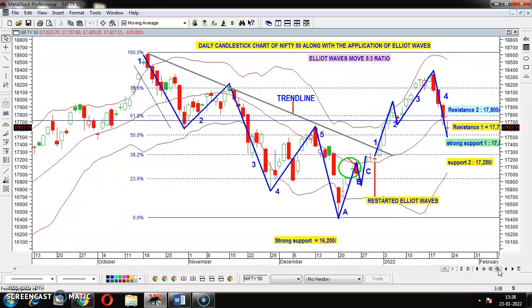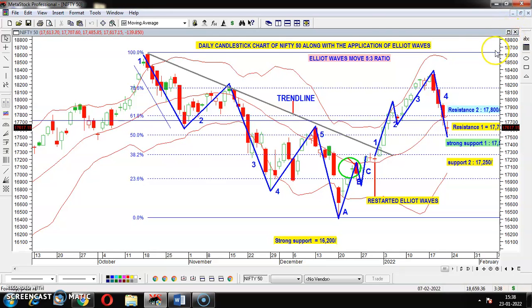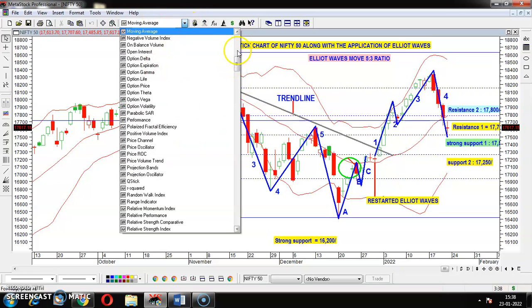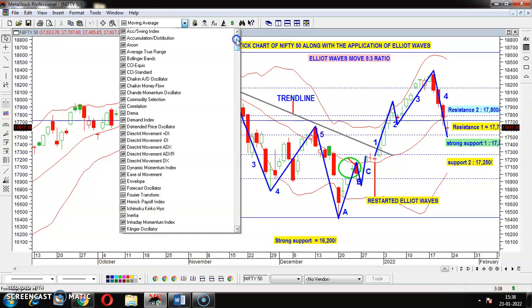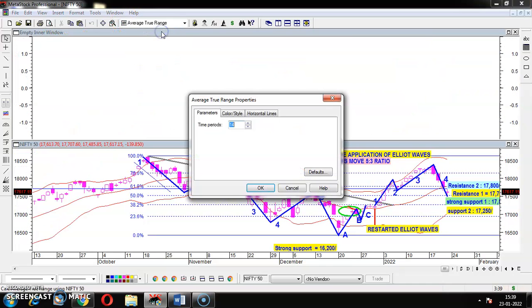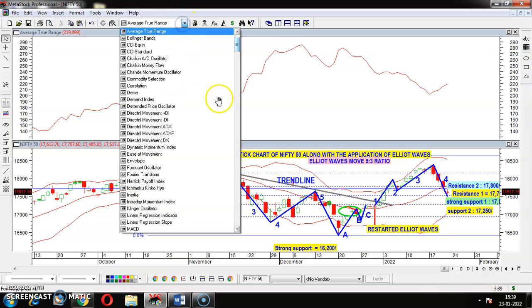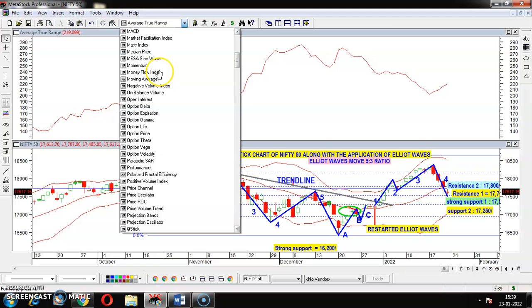We can also cross-check this volatility with another parameter called ATR, which is the average true range. So now let me plot the ATR first. Now I'm plotting the average true range. With the average true range, we also have to plot the 9 simple moving average to measure the degree of volatility.